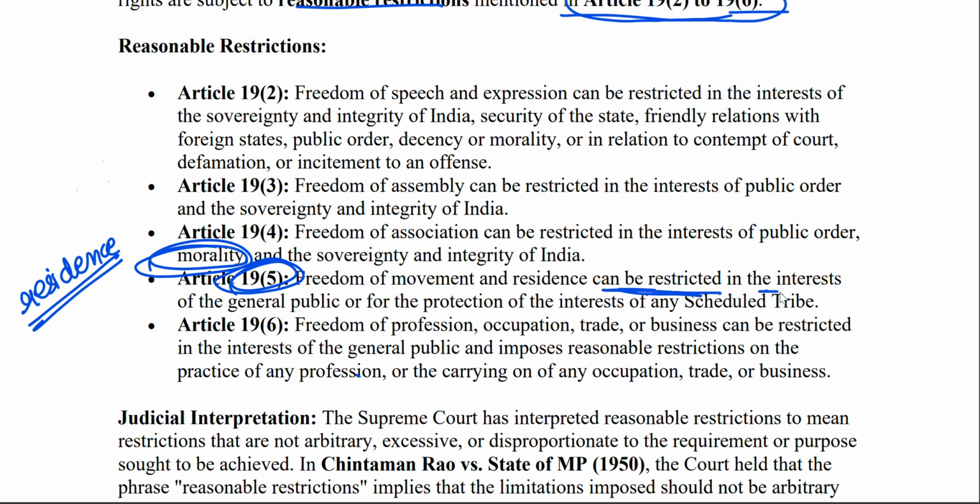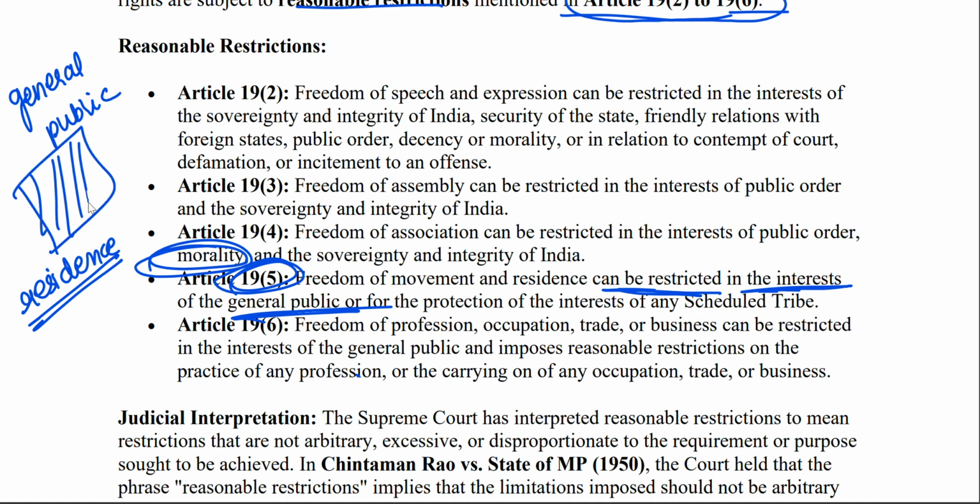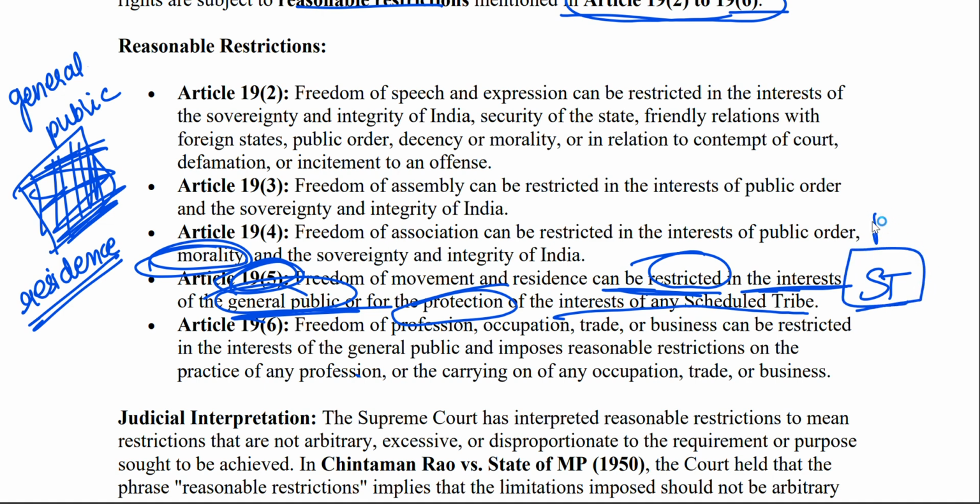Movement of residence can be restricted in the interest of the general public. If a lot of people go and settle in only a particular area, it might cause environmental, economic, and social problems over there. Right. So there need to be restrictions in the interest of the general public, and to protect the interest of the Scheduled Tribes, ST. To protect the interest of the ST and the general public, your residence can be restricted.